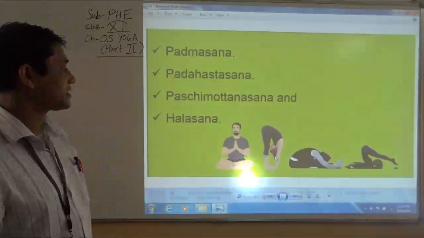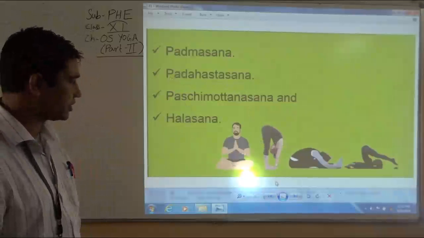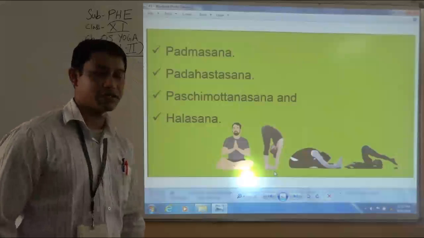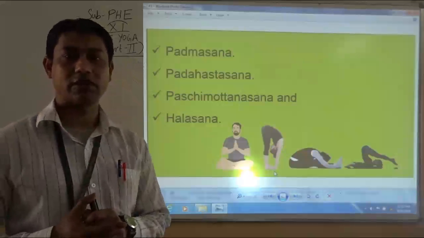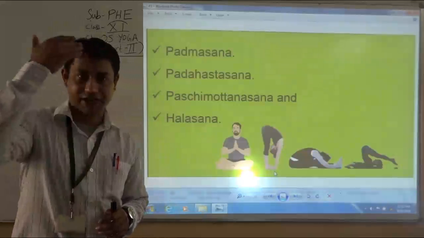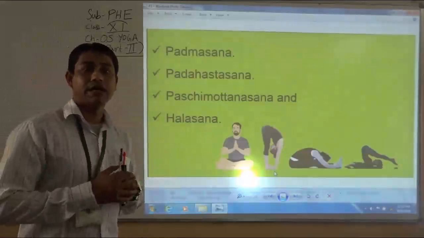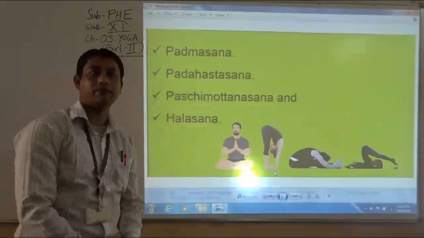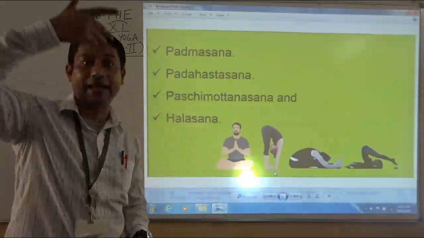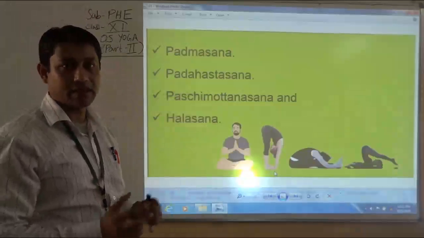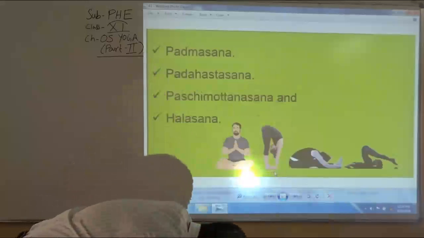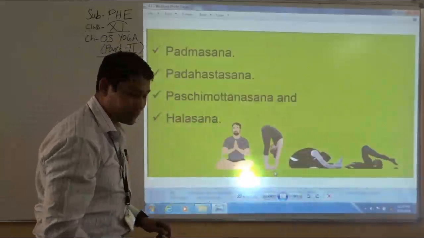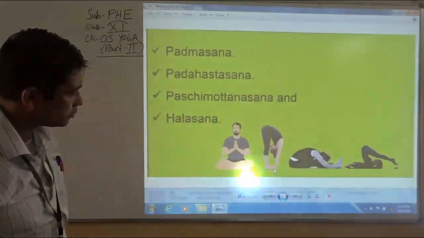Third one is Padahasta Asana. You can see the image, students. Padahasta Asana. First of all, the subject or the student needs to stand straight, erect. Then he needs to raise both his hands up and have a deep inhalation. Then with exhalation he needs to bring both his hands back down and try to touch his toes.